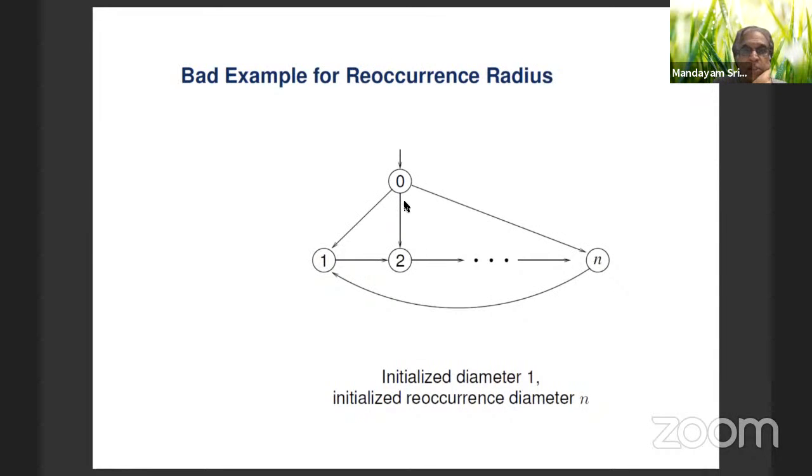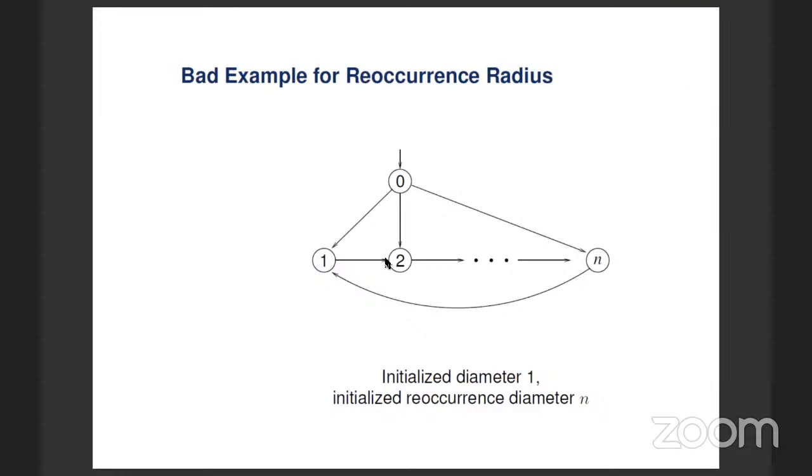So here you see, for this transition system, 0 is the initial state. Every non-initial state is reachable from 0. I've already shown you that, so every state is reachable in one step. Therefore, the initialized diameter is 1, correct? Why is the initialized diameter 1? Any state is reachable from some initial state in one step.